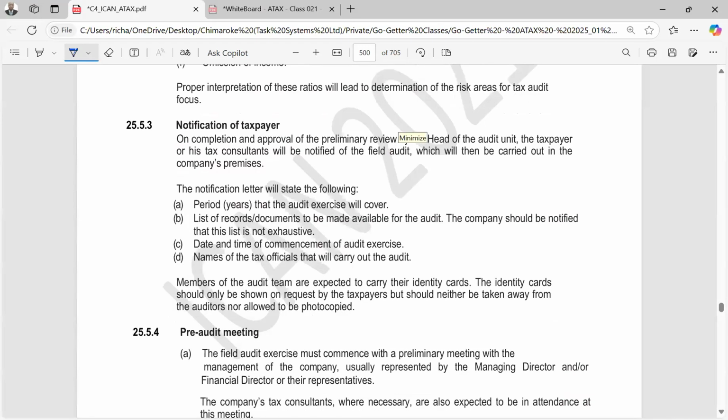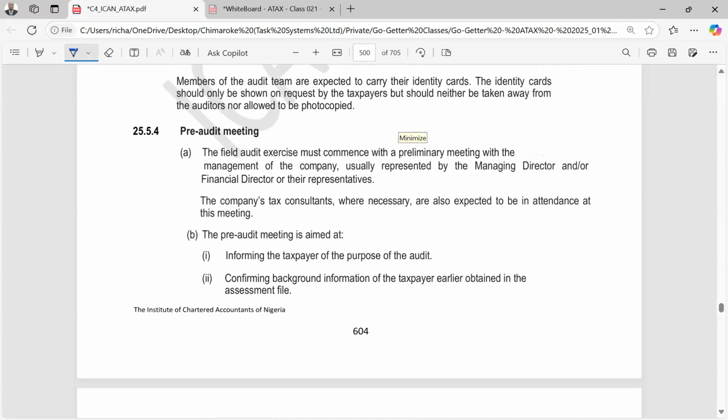Then we have the pre-audit meeting. When the auditors now come, they will have a pre-audit meeting with the management of the company. The managing director will be there, or another representative like the finance director. Now, the tax accountants are expected to be there too. The aim of this pre-audit meeting is, one, to inform the taxpayer of the purpose of the audit. So they need to know the purpose.